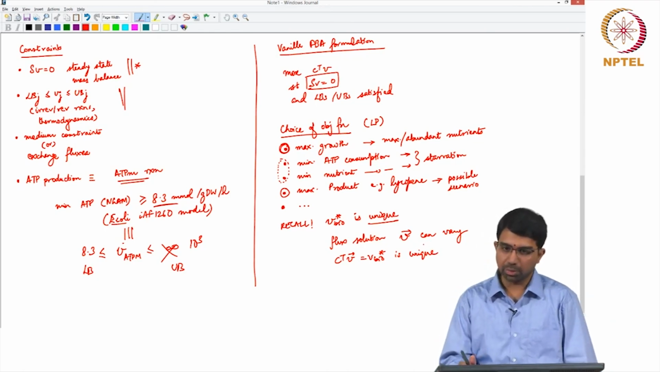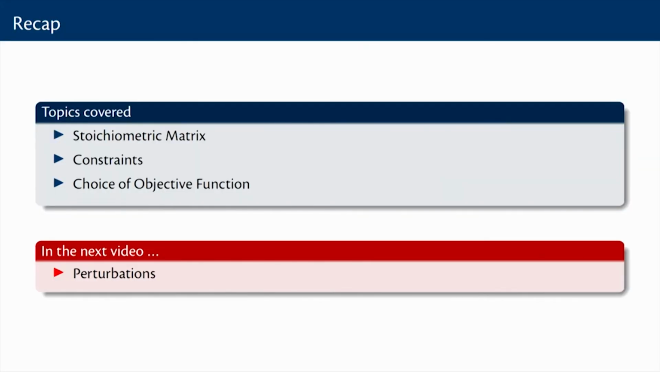Important to remember this. So, in today's video we started off with a recap of constraint based modeling of metabolic networks. We revisited the concept of stoichiometric matrix, what are all the constraints on a metabolic network, as well as how we go about picking a good objective function for our simulation. In the next video, we will look at how metabolic networks can be perturbed, what kind of perturbations are done and how one simulates the effect of these perturbations.